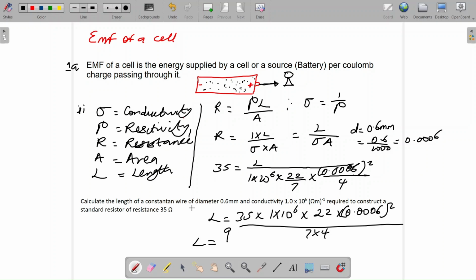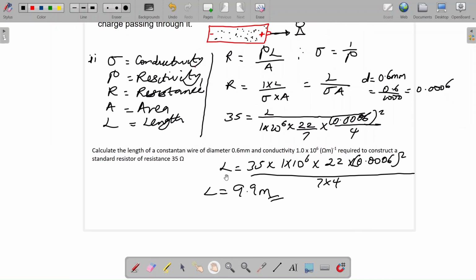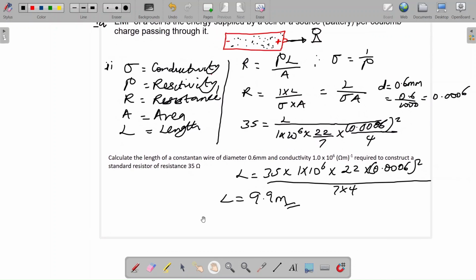Please cross check the answer that we got before. If that one is not correct, then this should be the right answer: 9.9 meter. So we have it to be 9.9 meter, and so that is the correct answer. The length is 9.9 meter. So the second is page 2.